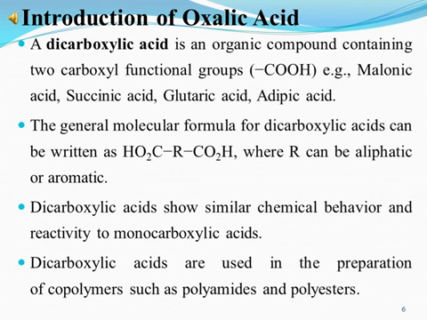For molecules with two carboxylic acid groups, the carbon chain in between the two carboxylic groups, including the carboxyl carbons, is taken as the longest chain. The suffix dioic acid is used. The general molecular formula for dicarboxylic acids can be written as R(CO2H)2, where R can be aliphatic or aromatic carbon.